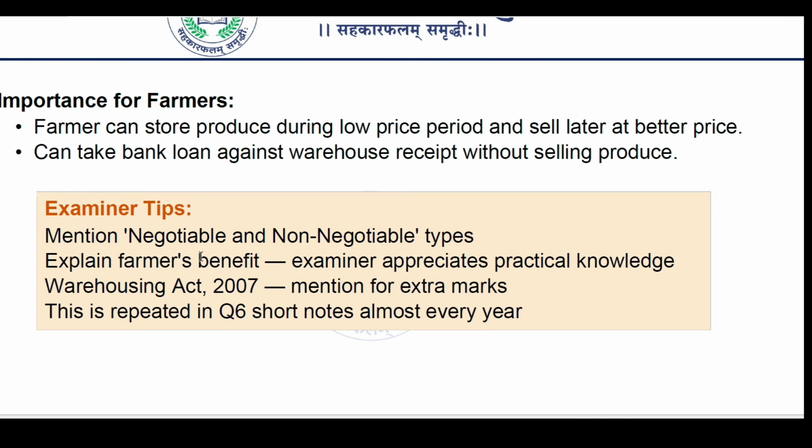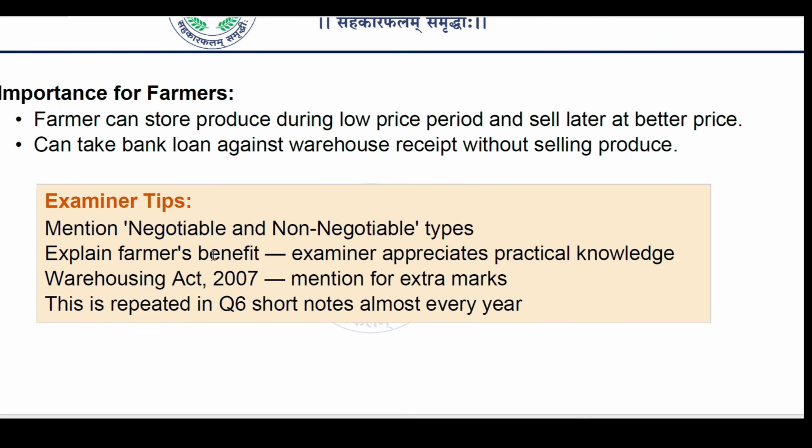So if this question comes on warehouse receipts, what are the tips for this particular question in the examination? Mention negotiable and non-negotiable types. Explain the farmers' benefit. The examiner appreciates this practice. So these are the things.